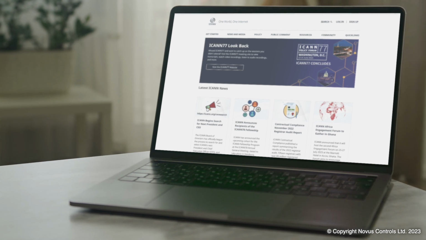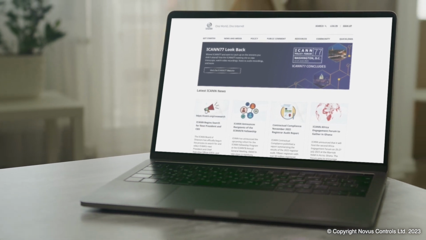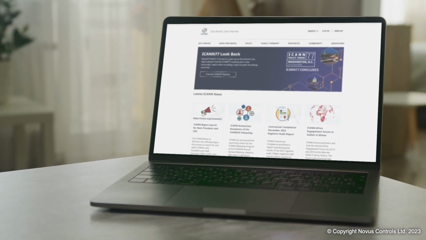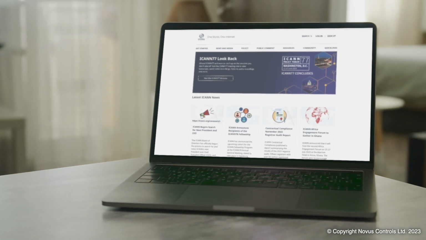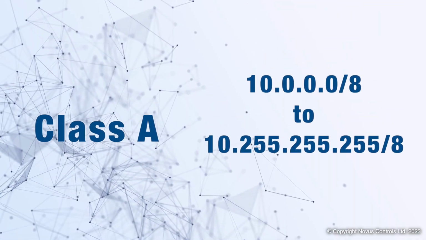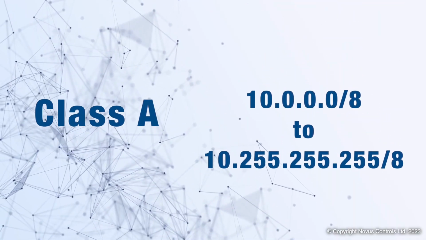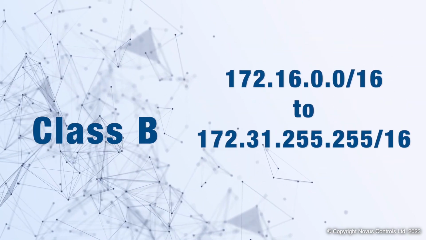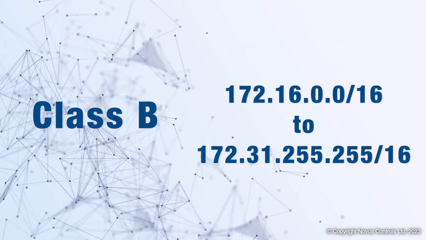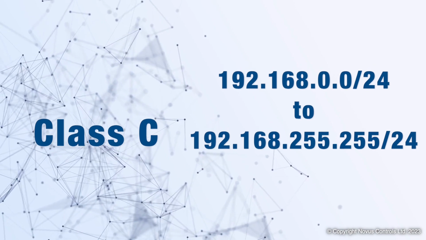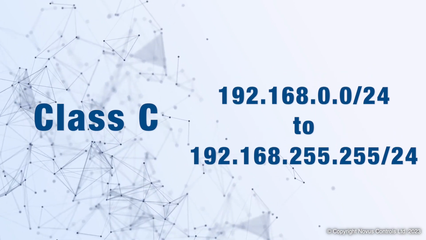The Internet Corporation for Assigned Names and Numbers, ICANN, is the body responsible for allocating public IP addresses. They have also designated ranges of addresses for private use. Private addresses will never be allocated as public addresses, but there can be multiple instances of the same private IP address across the world. For example, let's take a business with 50 connected devices.